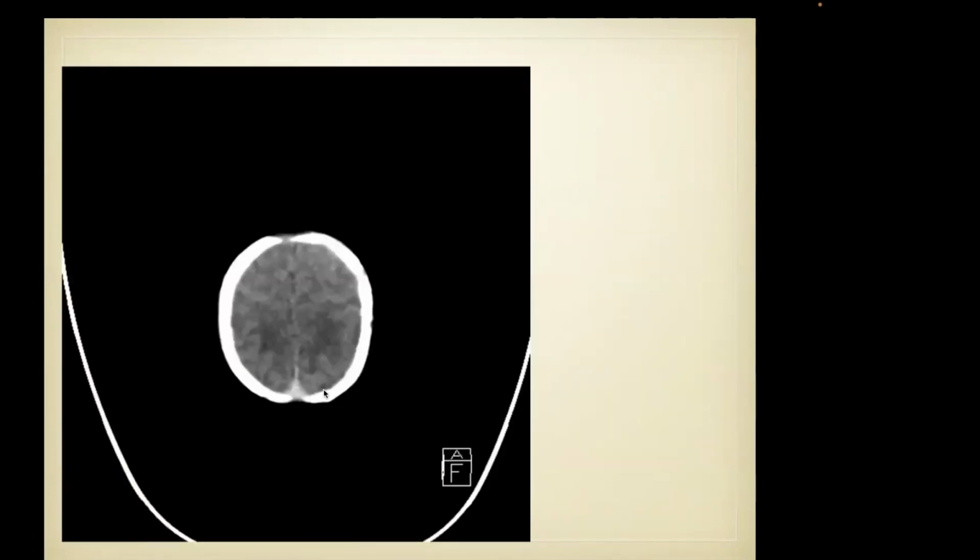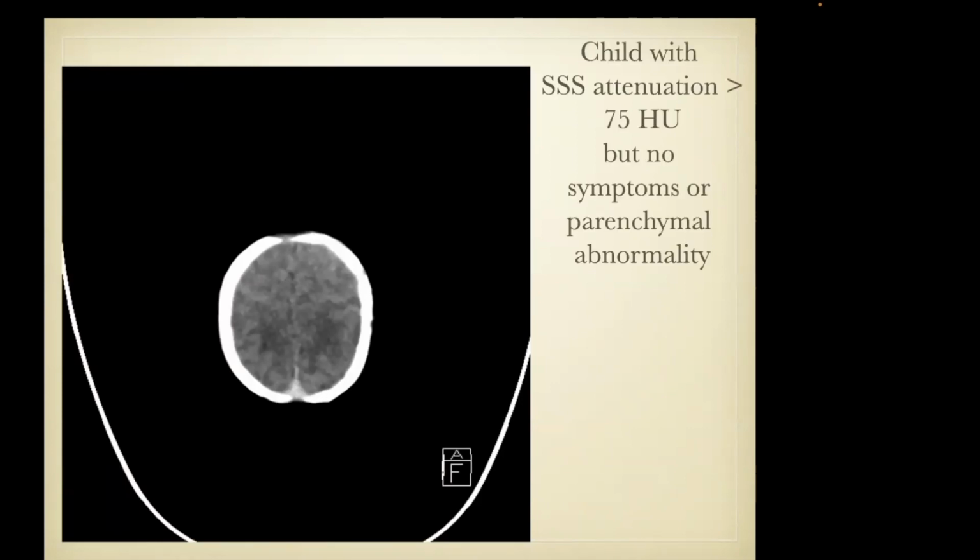This is another child. Here you see this high attenuation in the superior sagittal sinus. Now, in this child, there were no symptoms and no brain changes. When we checked the labs, the hematocrit in this child was 64. The child was very dehydrated. So again, the other possibility with high attenuation sinuses is that the hematocrit is elevated. And you'll see this in patients with polycythemia.